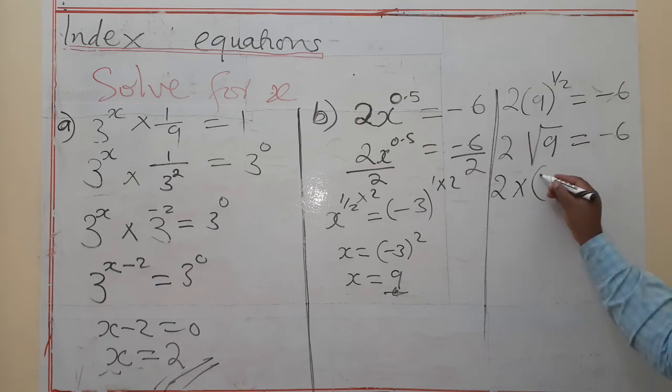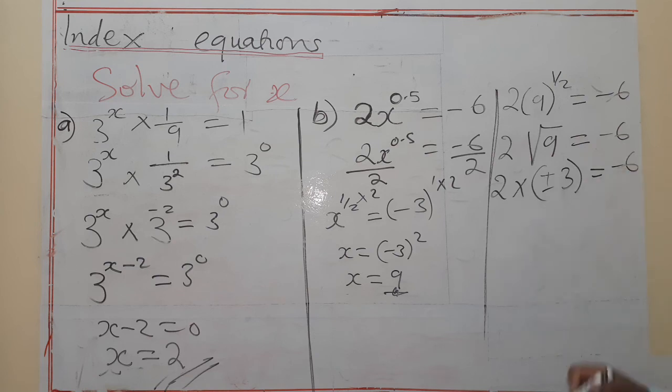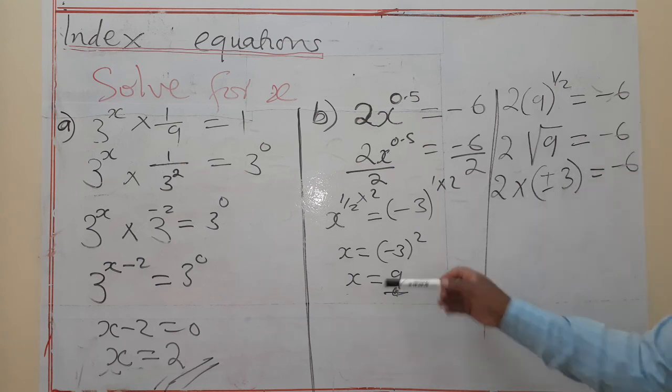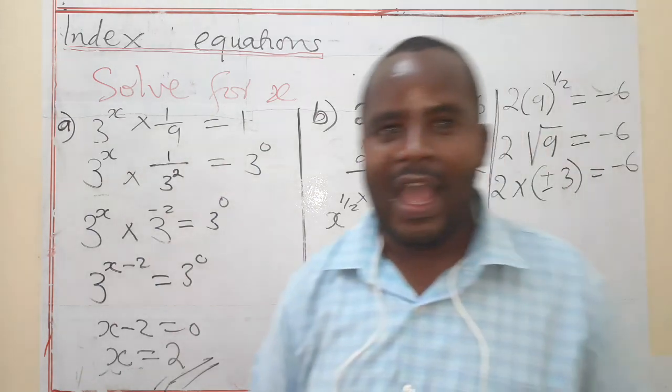The square root of 9 is plus or minus 3. When you multiply, you get negative 6. In this case, the value that will hold here is negative 3, so 2 by negative 3 is negative 6. We discard the positive for you to be able to arrive at that. So the answer here is correct. x is 9. I hope that is clear.